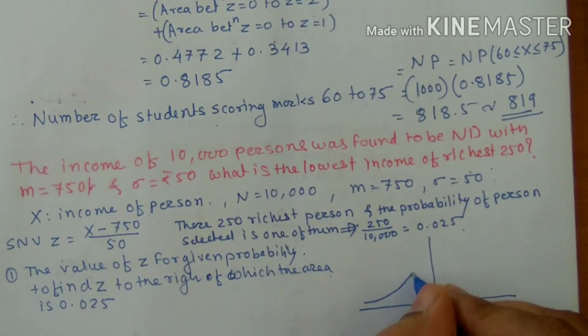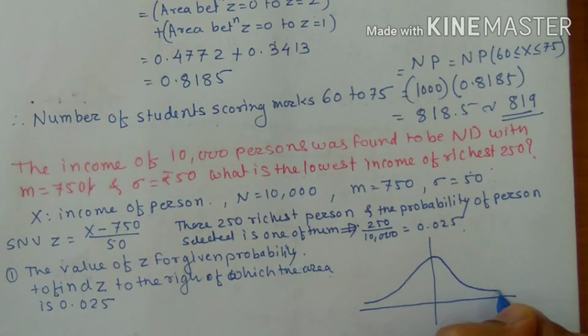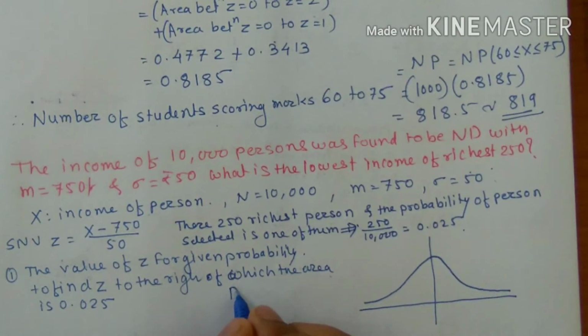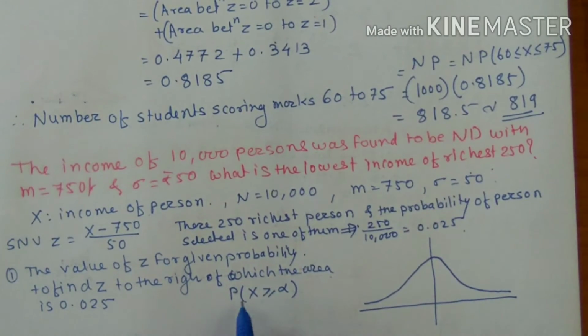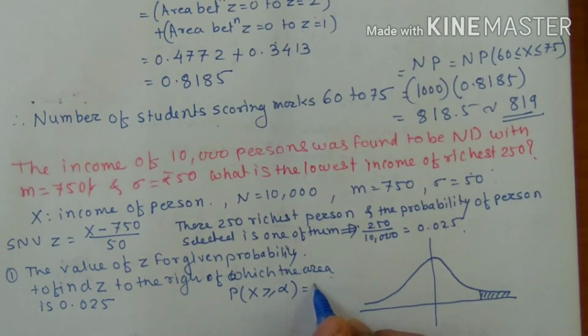The reason is very simple. Area is associated with the probability. So, what is the probability? Whatever the lowest income we have, say suppose it is an unknown quantity alpha, then the probability of x greater than or equal to alpha is what? The persons who are coming in that category, no? So, that probability is 0.025. So, we have this value of Z1, for which the area to the right of it is 0.025.